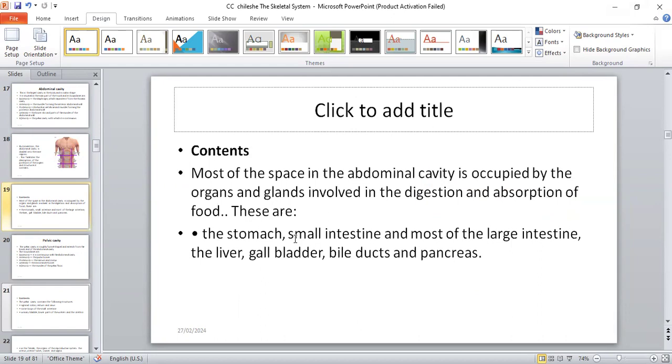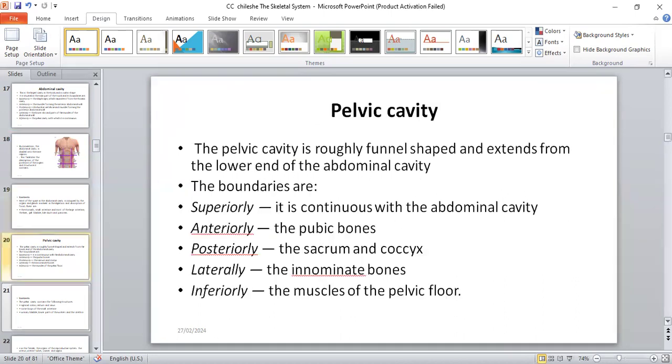Each of those regions contains organs, and it is very important for everyone to know which organs are found in which region. Most of the space in the abdominal cavity is occupied by organs and glands of digestion and absorption. These organs include the stomach, small intestines, most parts of the large intestines, the liver, the gallbladder, bile duct and the pancreas. All those organs are contained in the abdominal cavity.